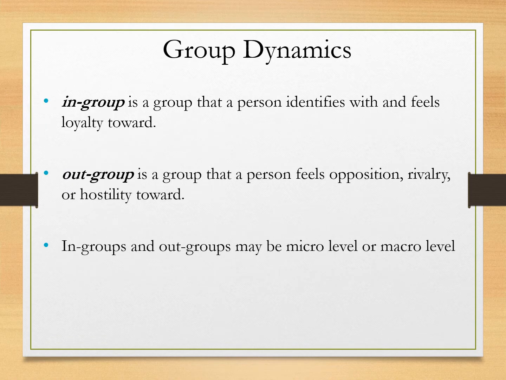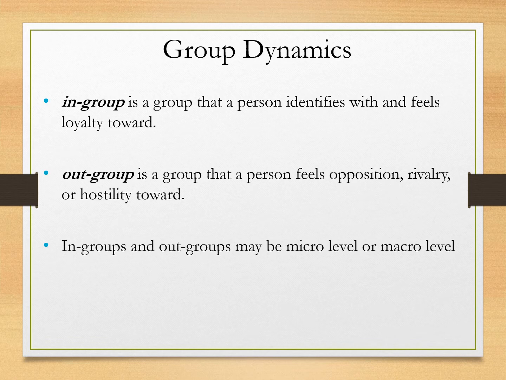The next ideas are that of in-group and out-group. So an in-group is a group that a person identifies with and feels loyalty toward. So this is the group that I am a member of. This is us. That's the in-group. The out-group then is a group that you feel opposition or rivalry or hostility toward. They are them. They are the opposition. They are the competition. They are the enemy. That is the out-group.